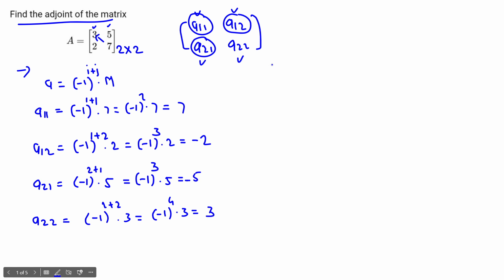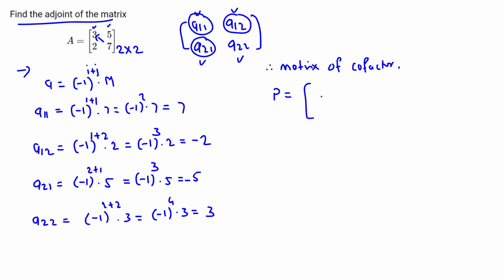Here we have found all the values of the cofactors, and then you have to create the matrix of cofactors. You can denote it by any letter; I am denoting it by P. The first point is 7, so put 7 here. The second point is minus 2, put minus 2. The third point is minus 5, and the last point is 3. So I have created the matrix of cofactors.